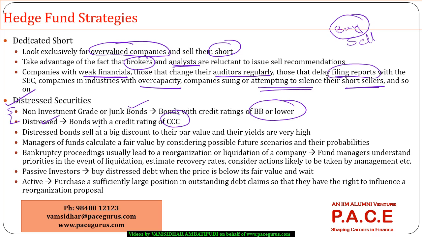And in most cases we find that distressed bonds have to give a very high yield. So they have to be sold at a much bigger discount to the par value.